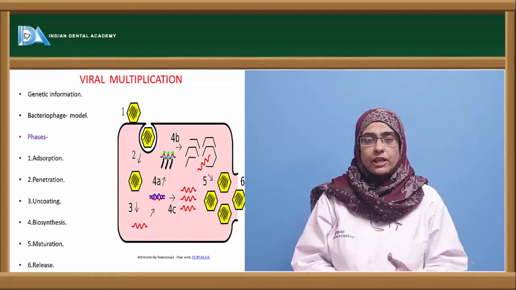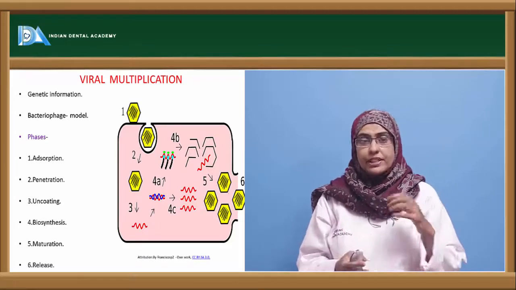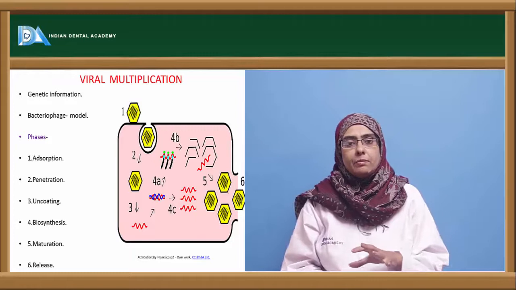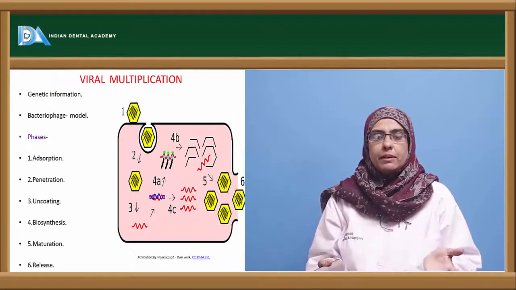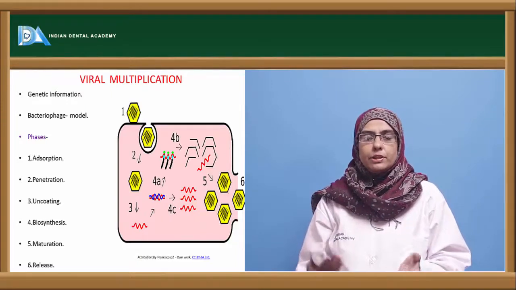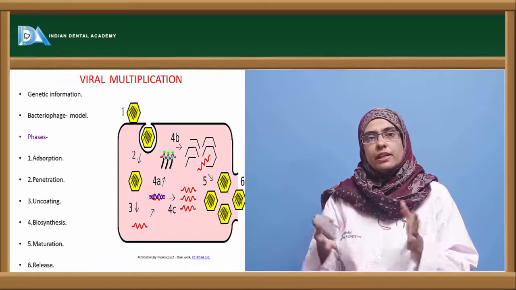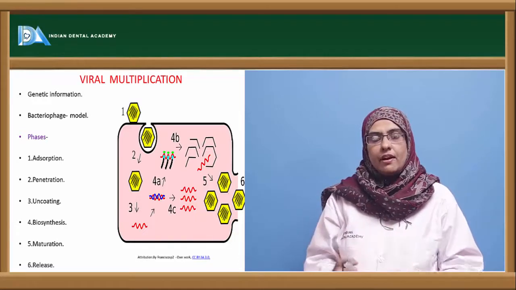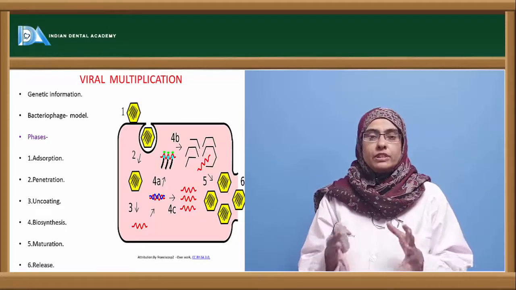Next is the uncoating. It is mostly seen in the case of animal viruses, where the whole virus is taken up by the host cell, and uncoating takes place by shedding of the external appendages, that is the capsomeres or the capsid, and release of the viral genome into the cytoplasm. Next is the biosynthesis, that is the synthesis of the various viral components, and then we have maturation, where a progeny virion is completely formed, which is infectious in nature.